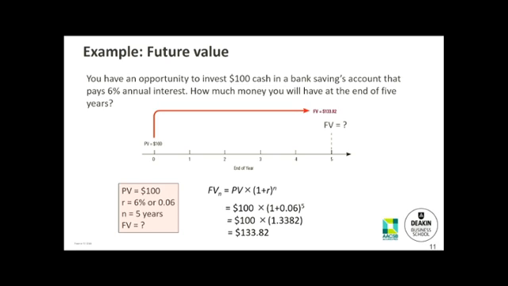How do we work it out? Present value, 100, right? Interest rate, 6%, right? n, how much is it?